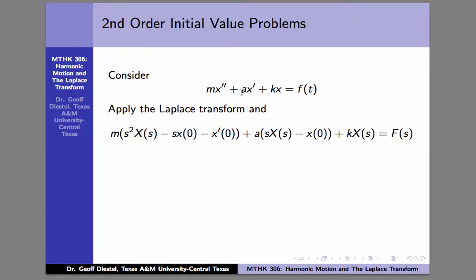And then I use that formula again for the second term. A is a constant, it factors out. I get s to the first power, because it's the first derivative, times the Laplace transform, and then minus s to the 0 times x of 0, lowercase x of 0. And the last term is just a constant times x, so I get a constant k times the Laplace transform. And the right-hand side is just the Laplace transform of lowercase f of t.